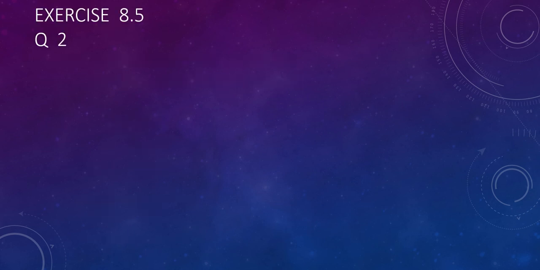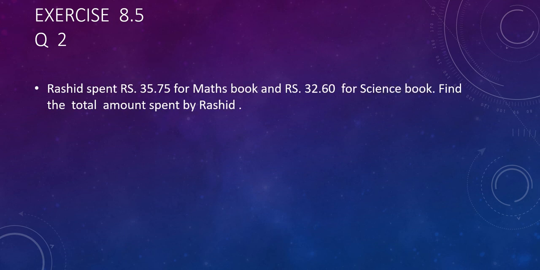Next question is question number 2. Rashid spent rupees 35.75 for a maths book and rupees 32.60 for a science book. You have to find the total amount spent by Rashid.